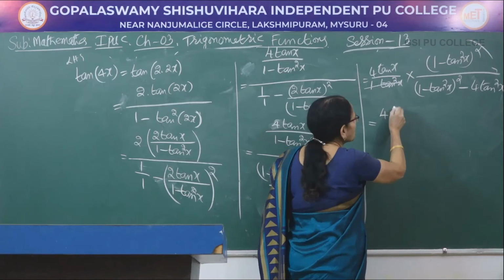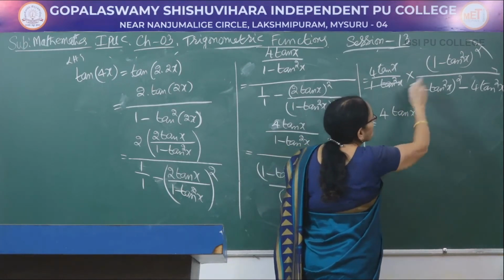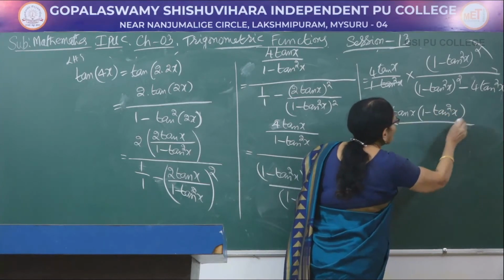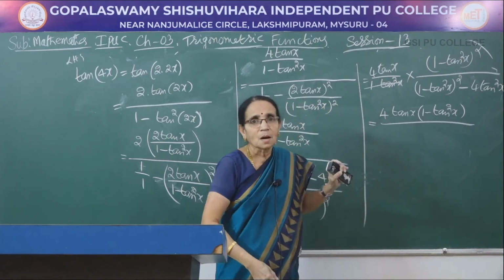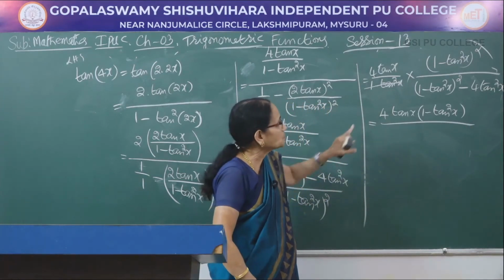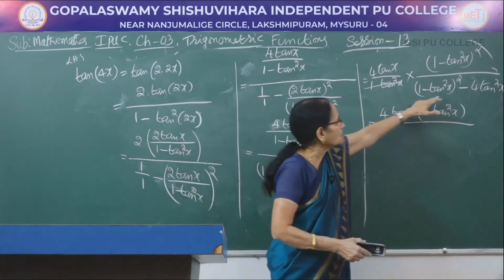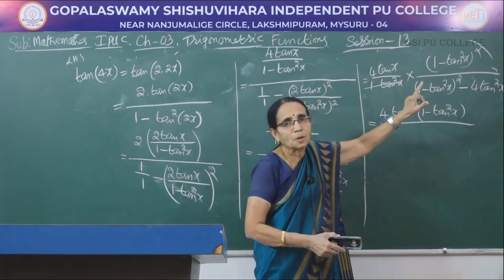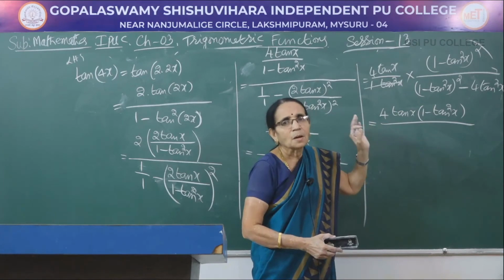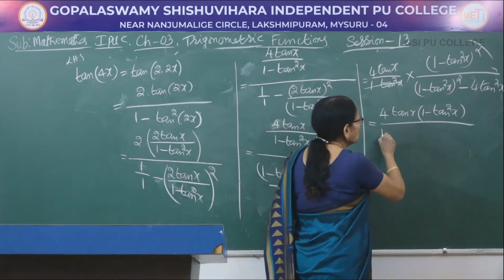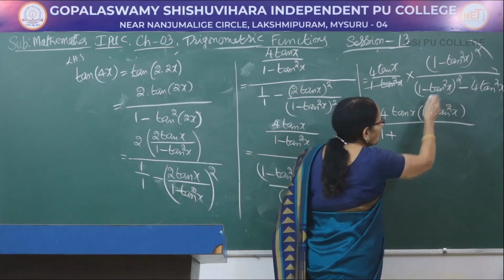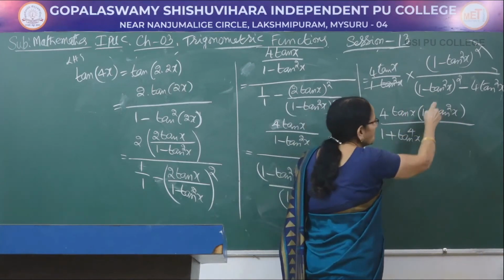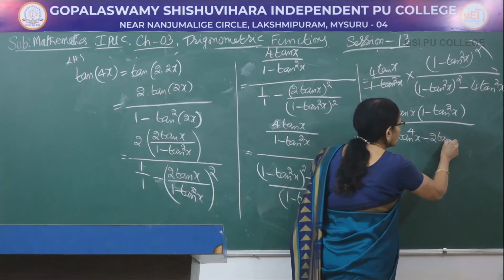So what is remaining in the numerator? 4 tan x is already there. One term is cancelled, another term is remaining: 4 tan x by 1 minus tan square x. So the numerator part, we already got the answer. Now we have to simplify the denominator. Look at the denominator. It is of the form a minus b whole square. Again the algebraic formula, a square plus b square minus 2ab. A square means 1, b square, tan square whole square, means tan to the power 4 x, minus 2 into a into b, that is 2 into tan square x.